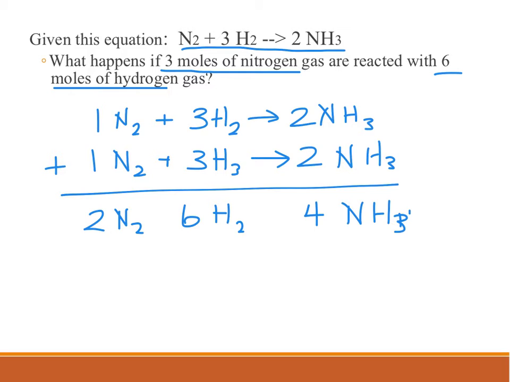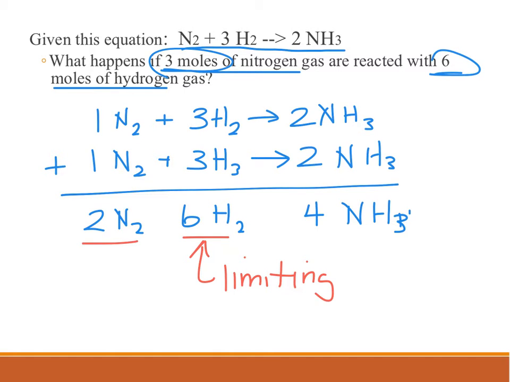Our amounts that went into this process were 3 moles of nitrogen and 6 moles of hydrogen. So we've used up this hydrogen. We have spent all of our hydrogen. This has now become our limiting reactant. I keep on saying that wrong today. Limiting reactant. We have run out of hydrogen gas. We still have 1 mole of nitrogen gas left over. This is our excess reactant. We have some left over.